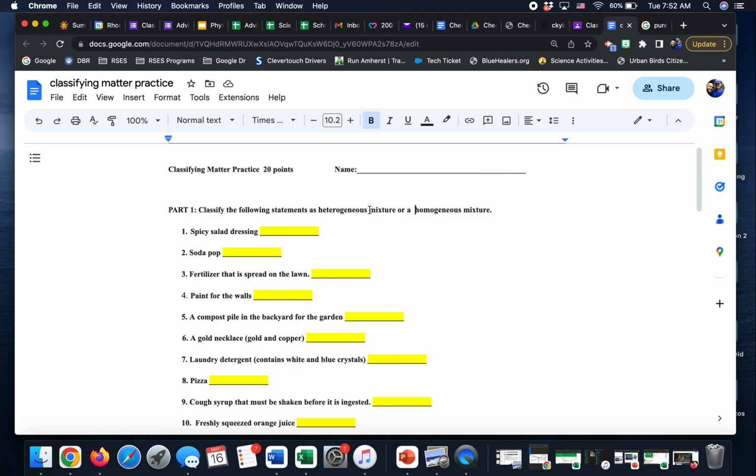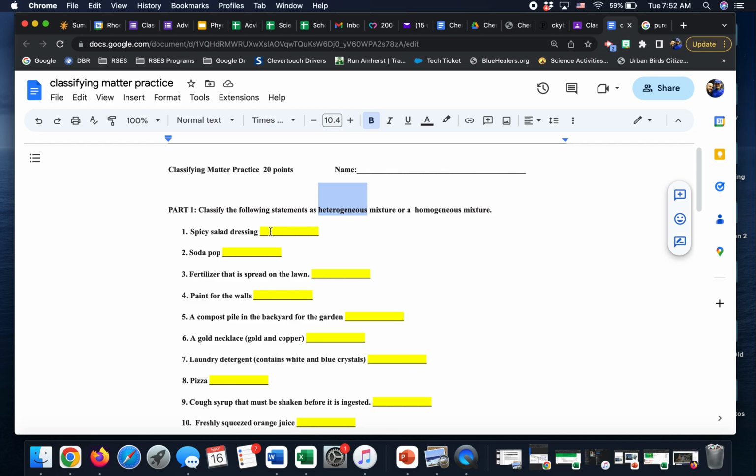together but not bonded. But the big difference is homogeneous will look like it's one thing. We already said it's a mixture, so there's more than one thing mixed in, but it looks like one thing, something like milk, for instance. Heterogeneous, you can tell there's more than one thing mixed together. So for our first example, spicy salad dressing, you can see the different colors, the spices in there. That would be an example of different, meaning hetero.